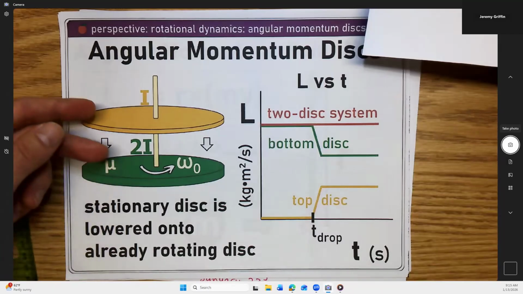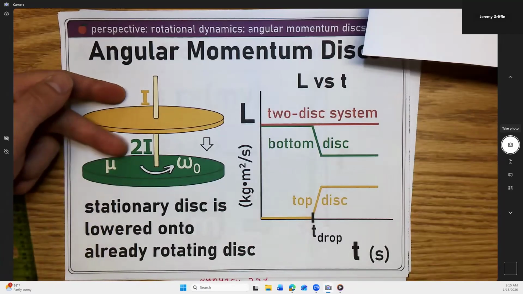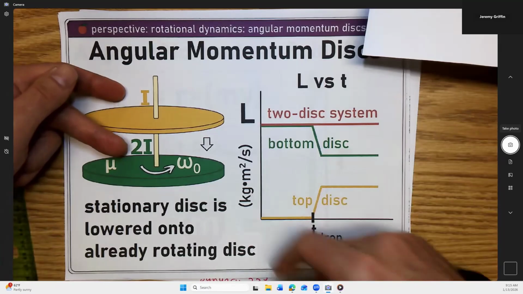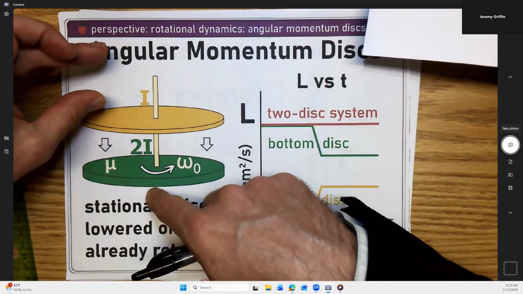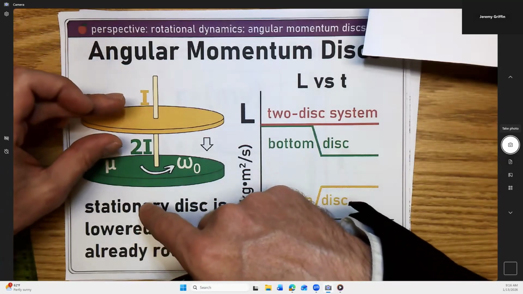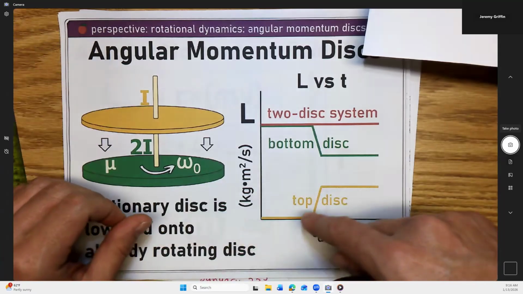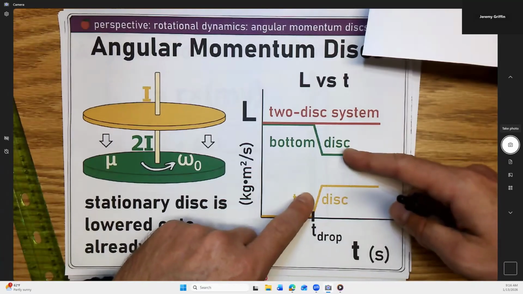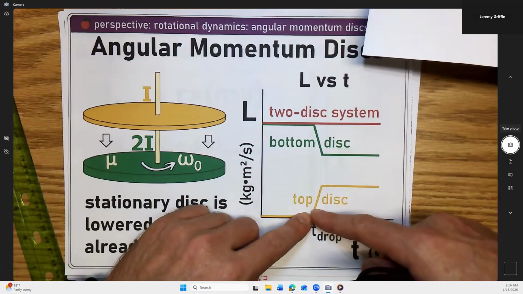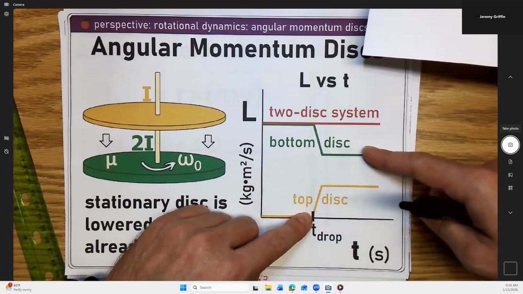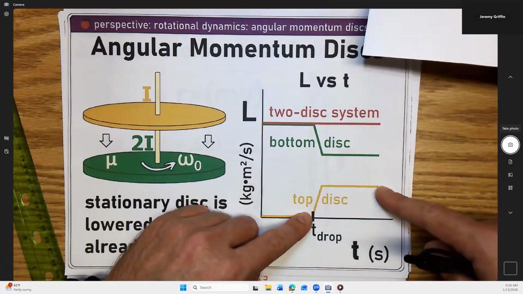What about this? What if I reverse the disks? What if I put the 2I up here and the single I down at the bottom? Now the green one's the really light one and it's spinning, and this big, heavy gold disc is going to land on it. What do you think would happen to the curves then? Do you think they would probably cross? Like the gold one would be way up here and the green one would go way down here? In fact, would it slow down?